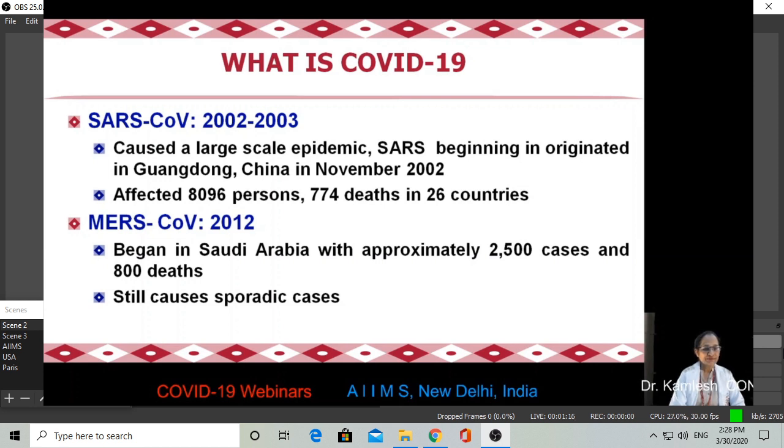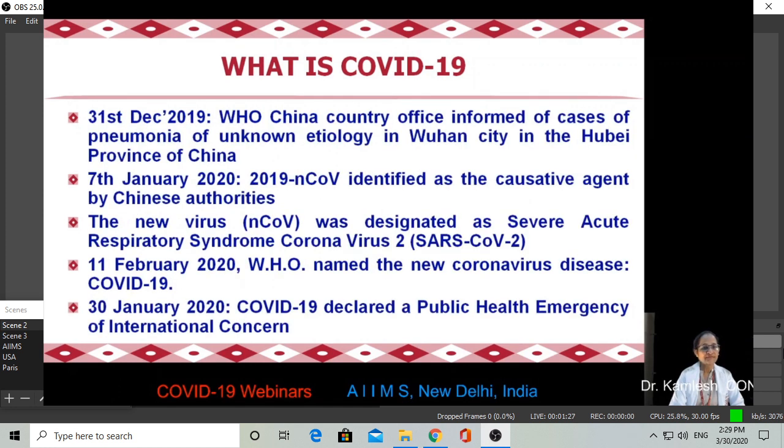The MERS coronavirus in 2012 began in Saudi Arabia with approximately 2,500 cases and 800 deaths. And still, it causes some sporadic cases now and then.